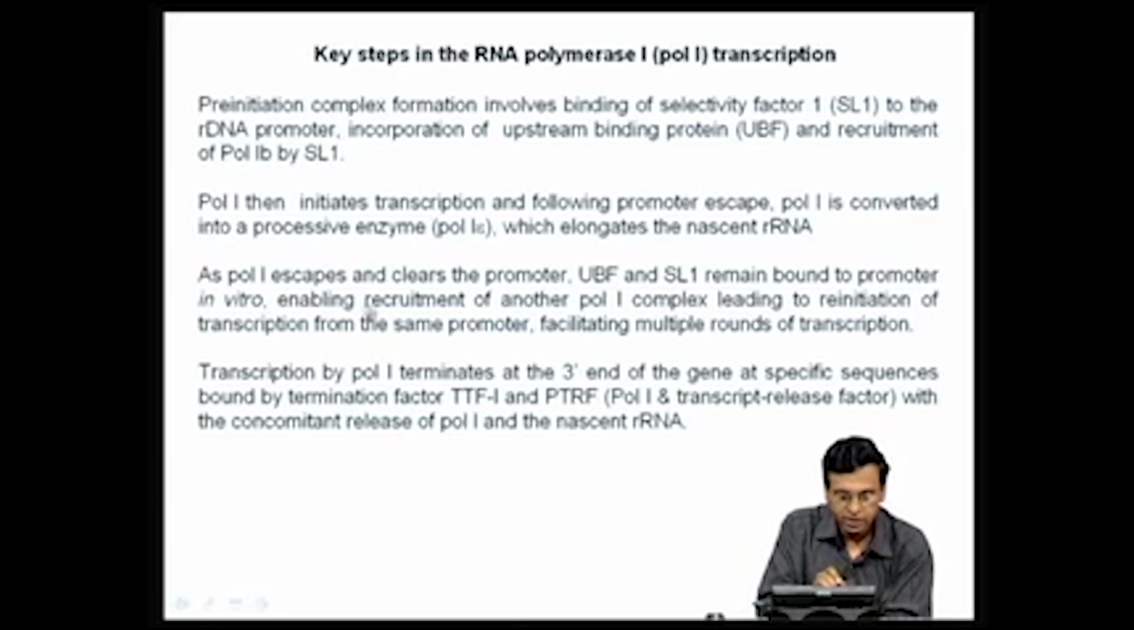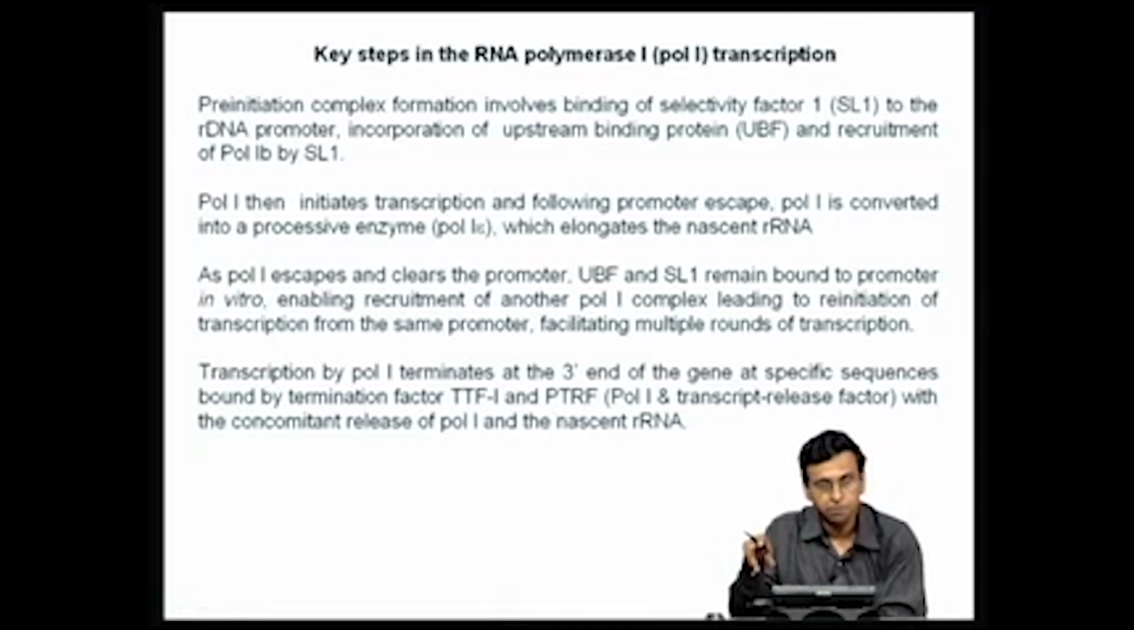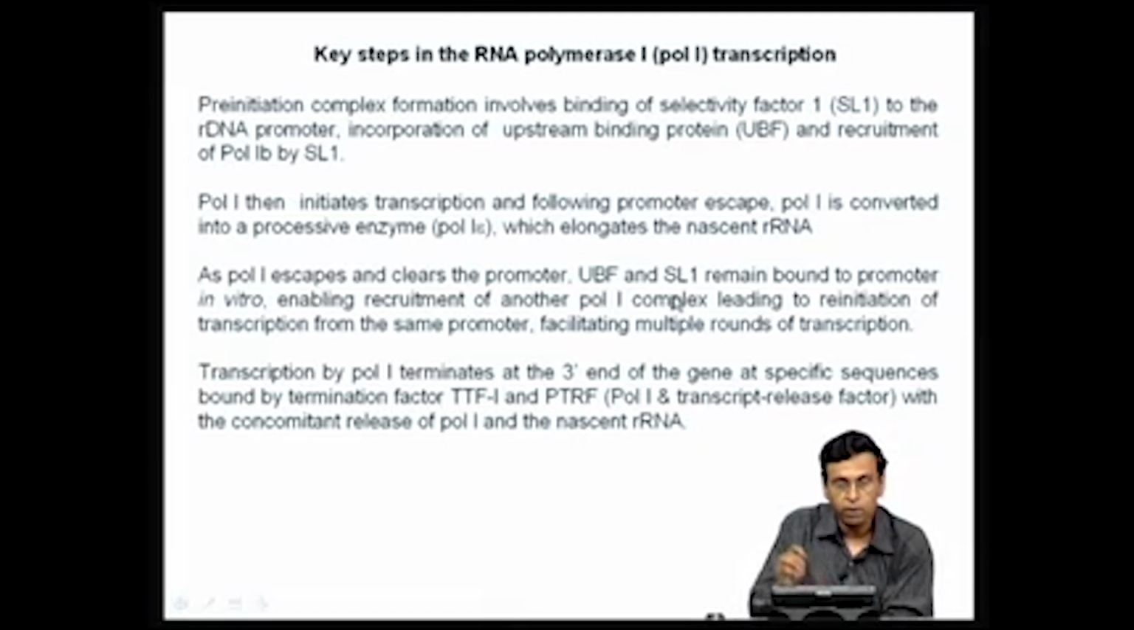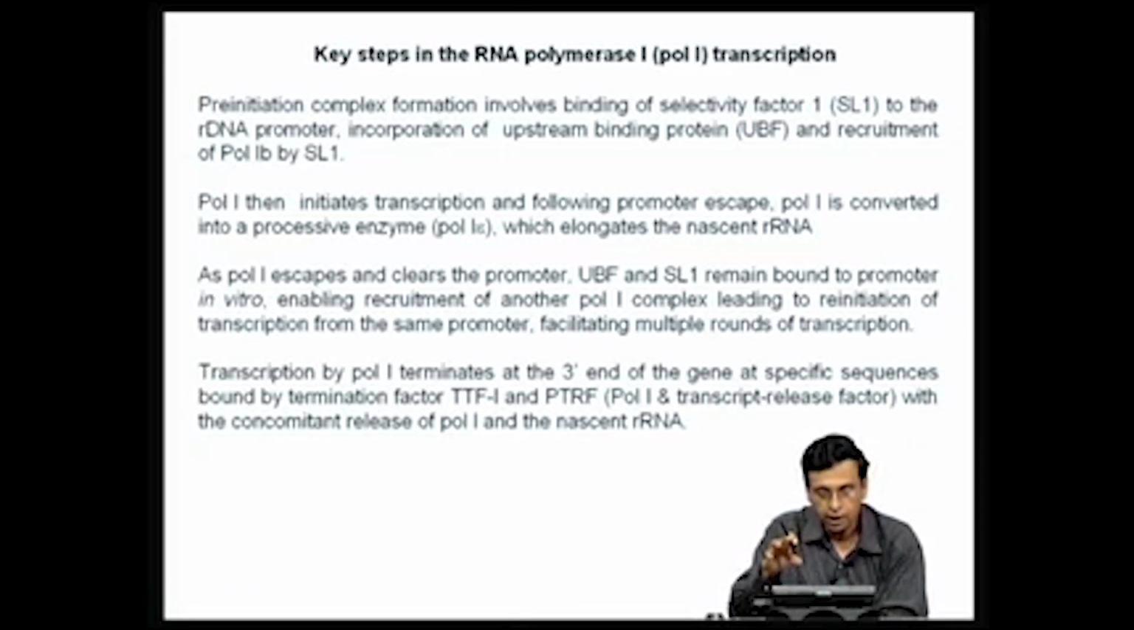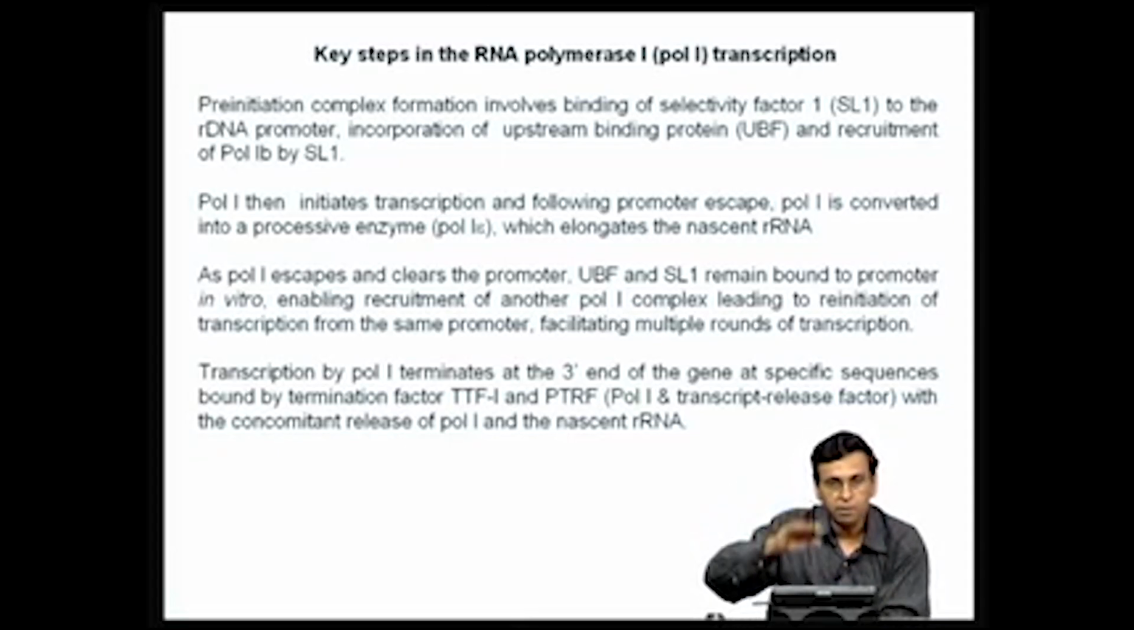And once the Pol I escapes and clears the promoter, the UBF and SL1 remain bound to the promoter in vitro. Therefore, it can recruit one more molecule of Pol I and initiate another round of transcription. And in fact, it is because of this that the same UBF and SL1 can initiate multiple rounds of transcription, and therefore multiple RNA polymerases can start transcribing the rRNA gene.